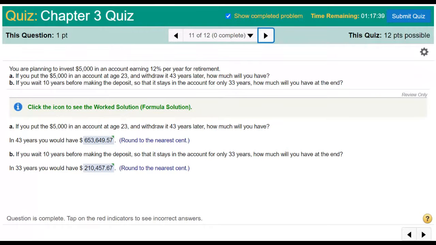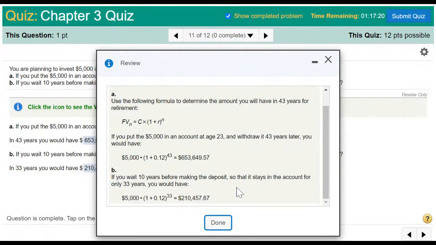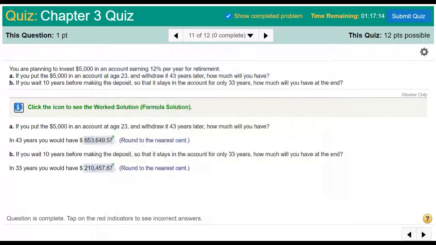The next one, the same thing. This says for 33 years, N equals 33, IY equals 12. Payment is negative 5,000. Present value is 0. Compute for future value. This is with the decimal, but we're doing it on a calculator.